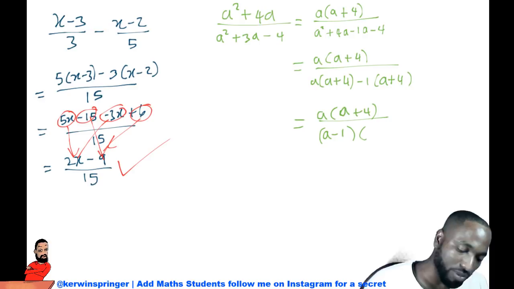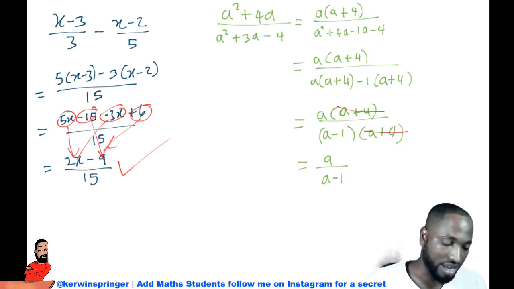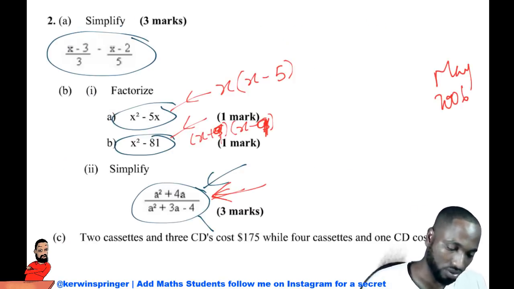So most people should be able to come straight to this. So you go straight from there to this, right? And as I said, the trick in this is that this and this cancels. So you get what everybody's getting here. A over a minus 1. Good job. Next question.